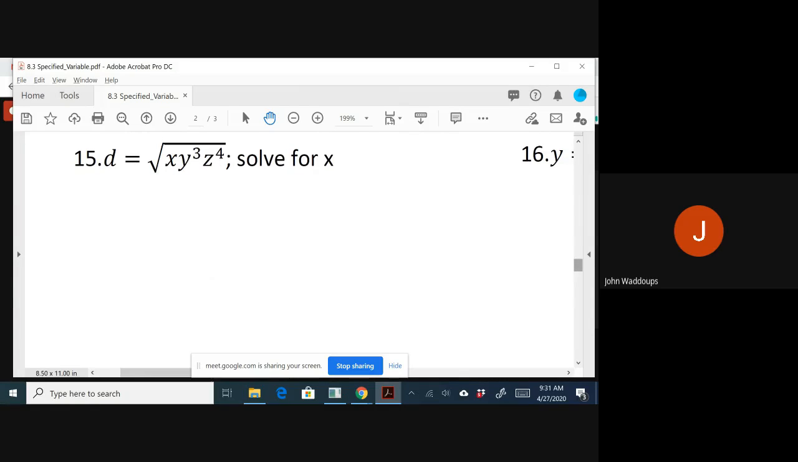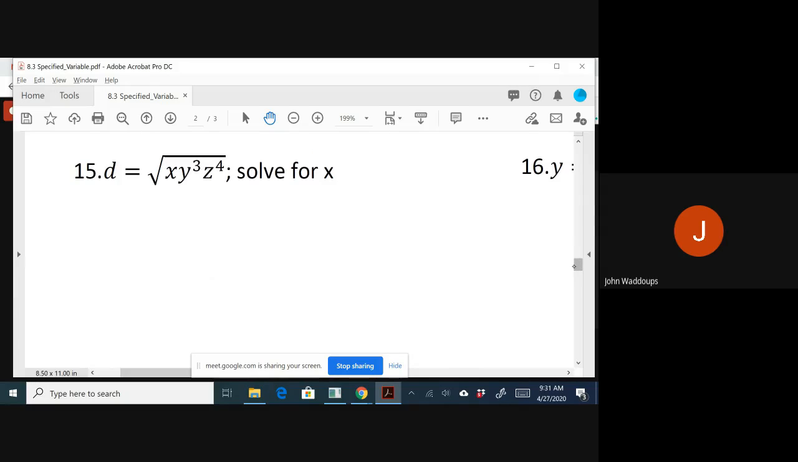Okay, so on number 15, we're solving for x. And all of this, x, y cubed, z to the fourth, is all under this square root sign. So we need to get rid of that square root sign before we can start removing the other elements. So the opposite of square root is squaring. And so we start by squaring both sides.